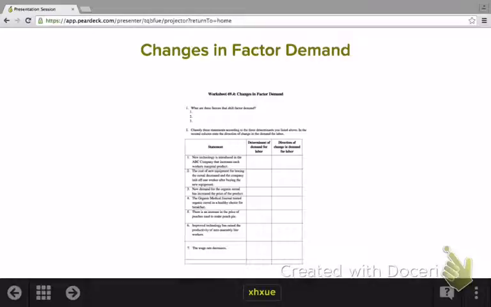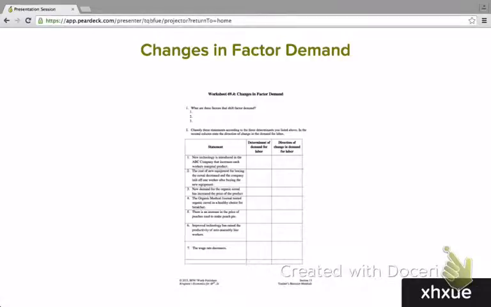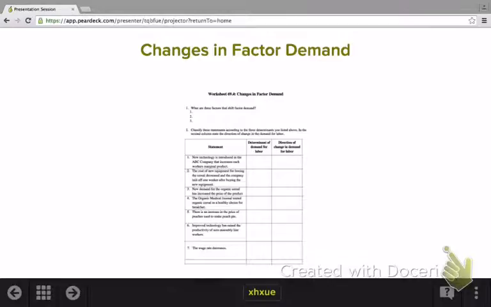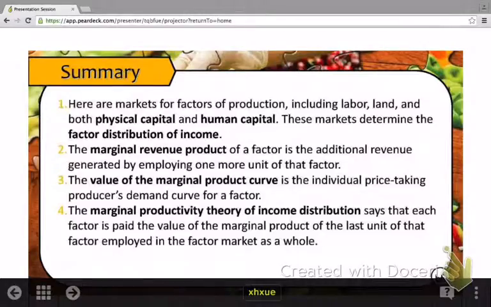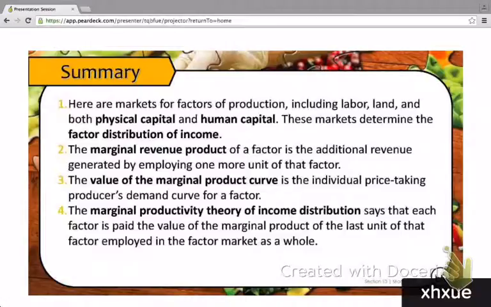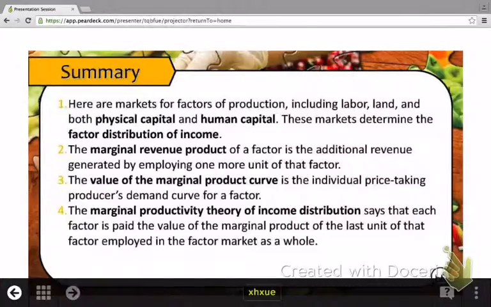Here's one that we will do in changes in factor demand, or shifts of the demand curve in the factor market. And here is a summary of what we have looked at in this module today on factor demand. And so this concludes our look at Module 69, Introduction and Factor Demand.